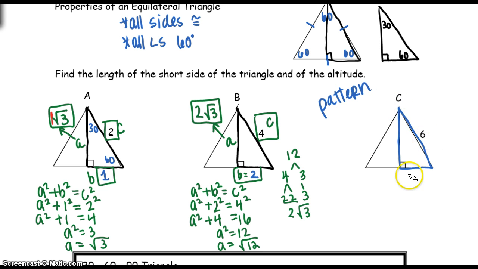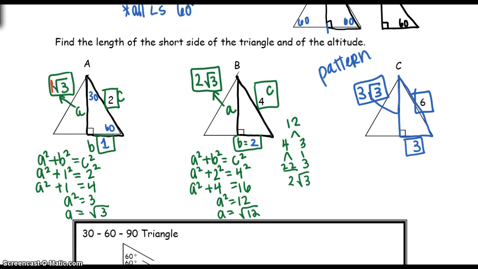So if this is 6, this must be 3. And then remember what we do here with this. 3 square root 3. Okay? Now let's actually talk about the actual rule for this that I use.